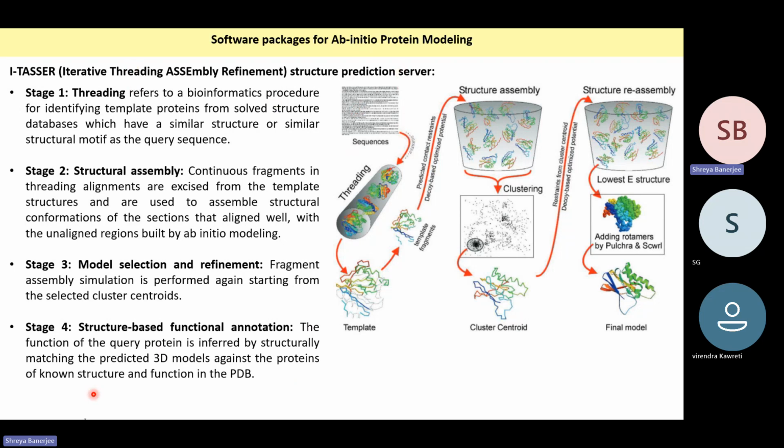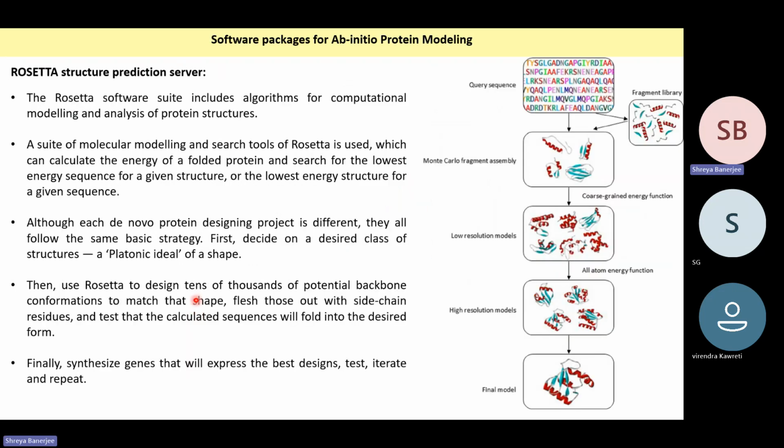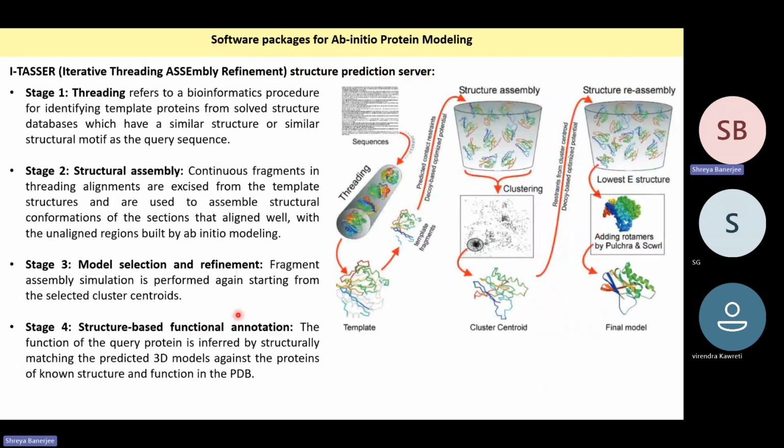So this entire process is done by a software called I-TASSER, and it is iterative. So this refinement step can be done multiple times to get a better and better model. And this, of course, depends on how good the database is. So if the database is good enough, then the final structure prediction and function prediction will be very accurate. So this was I-TASSER, which is one kind of structure prediction server.